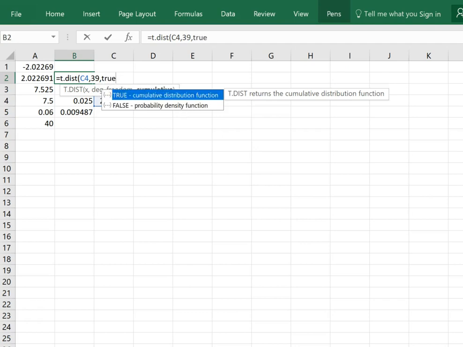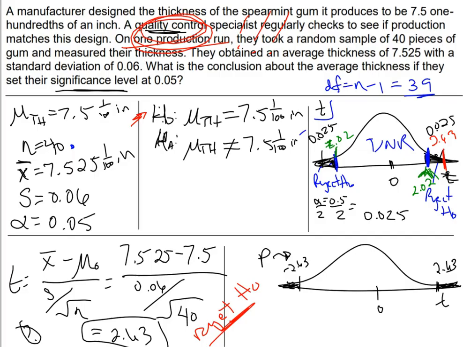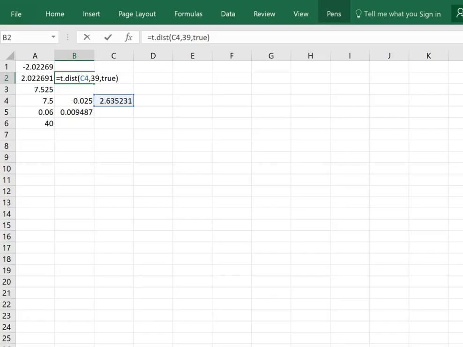Enter true. When we enter true, it will give us the probability up to the value of 2.63. So think for a second, is it going to give us a small number or a big number? It's going to give us a really big number, and we actually have to calculate how much is to the right of that. So we're going to have to make a little adjustment. When we hit enter, it gives us a very, very big number, not surprisingly. If we want to know how much probability is to the right of that point, 1 minus that value.